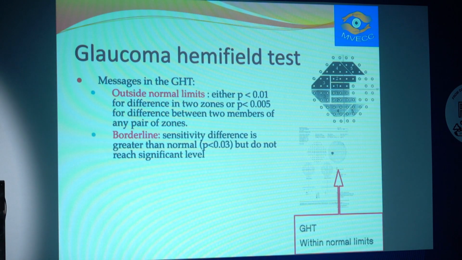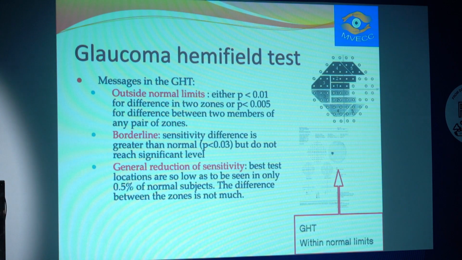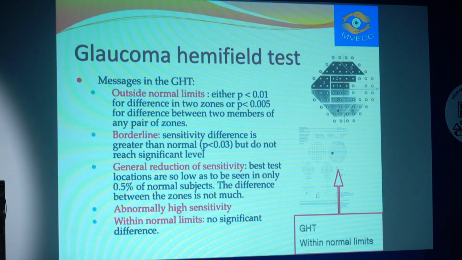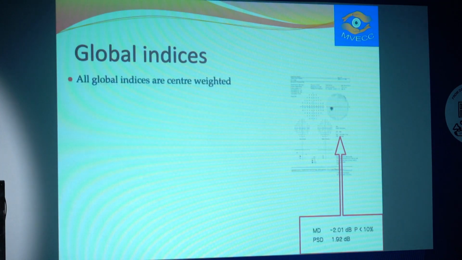If it is borderline, it is because the difference is not significant enough statistically. Generalized reduction is when all the points are low as compared to normals. Abnormally high sensitivity, as I've already talked about, and then within normal limits has to be normal. Then we move on to the global indices.